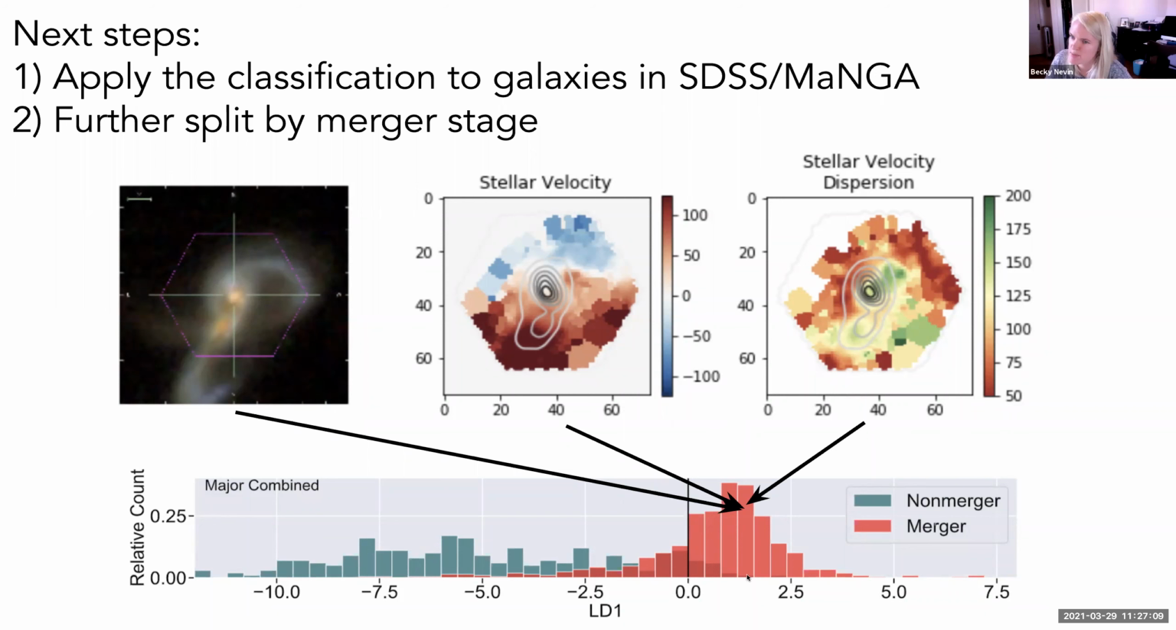And I didn't mention this before, but each galaxy is then assigned a probability of merging. So this is a non-binary classification. And then the additional step is to further split by merger stage, because I've been talking a lot about the differences between pre-coalescence and post-coalescence mergers and how important it is to do this. And I can do that since I have detailed time information.